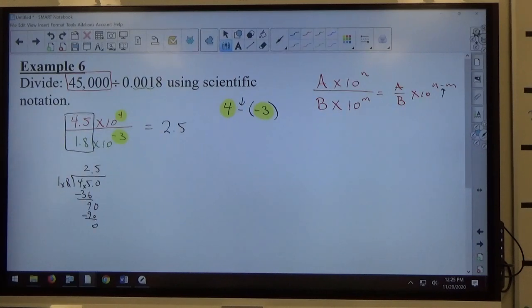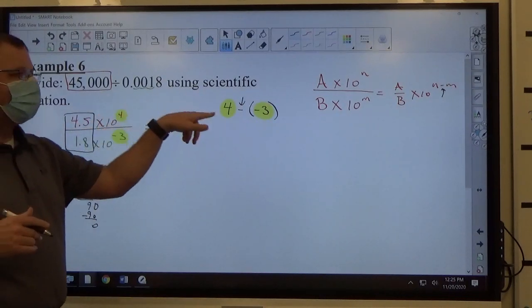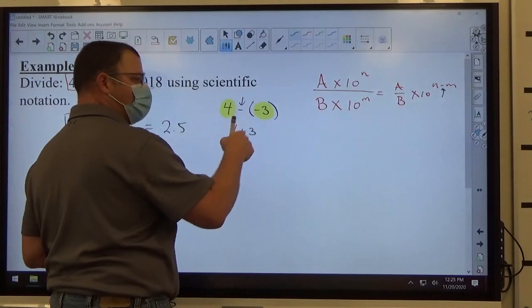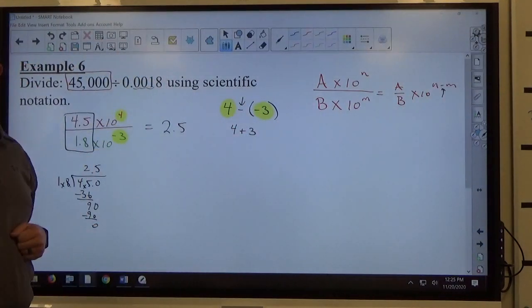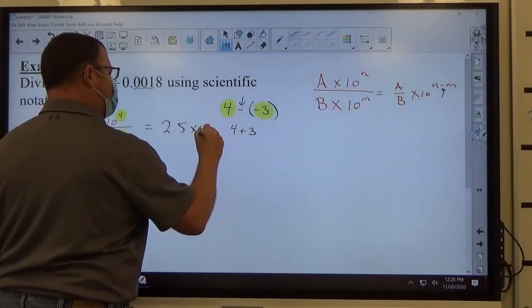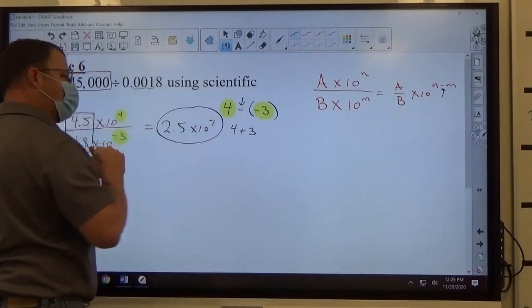Then before you do the subtraction, make it into a good algebraic addition-subtraction problem so there's not this minus happening. What's 4 plus 3 is what the end result of that is. What does 4 plus 3 equal? 7. So 2.5 times 10 to the 7th is the right answer to this problem.